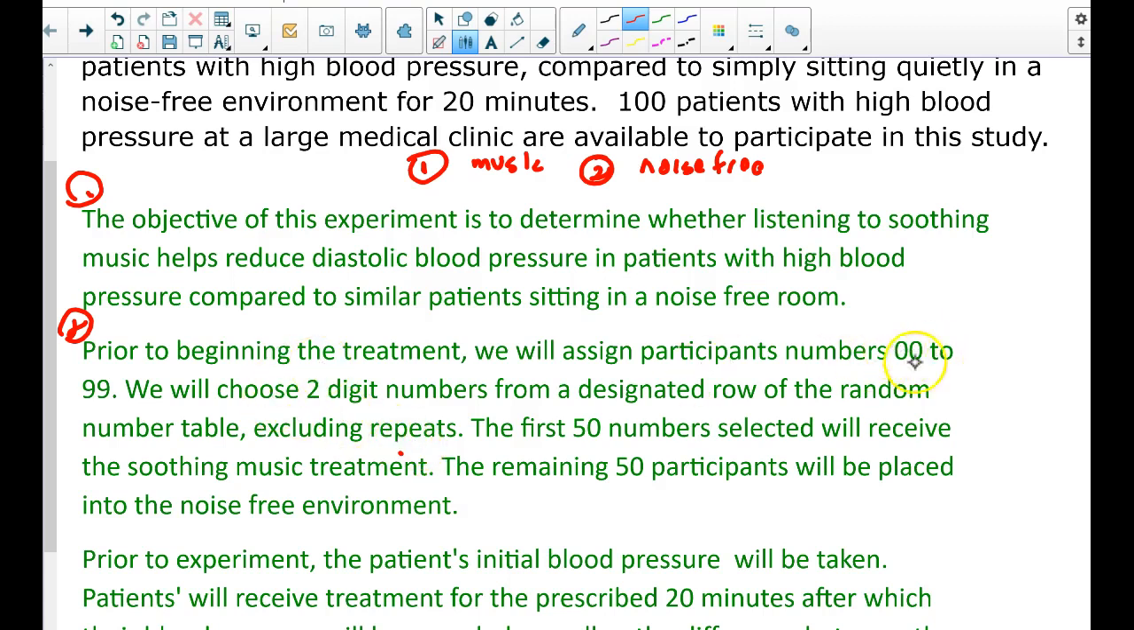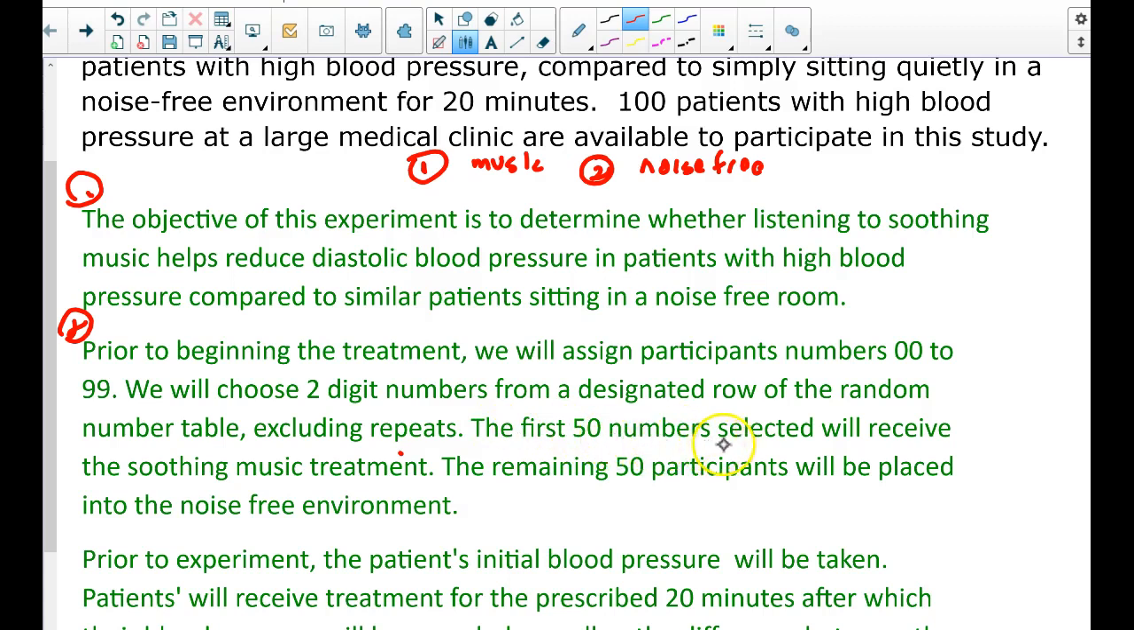Now, the reason why I chose numbers 00 to 99 as opposed to 1 to 100 is that with 1 to 100, all of a sudden I would have to choose 3-digit numbers. You can't mix 2-digit numbers and 3-digit numbers up when you're using the random number table. So I just wanted to warn you about that. In any case, let's go on.